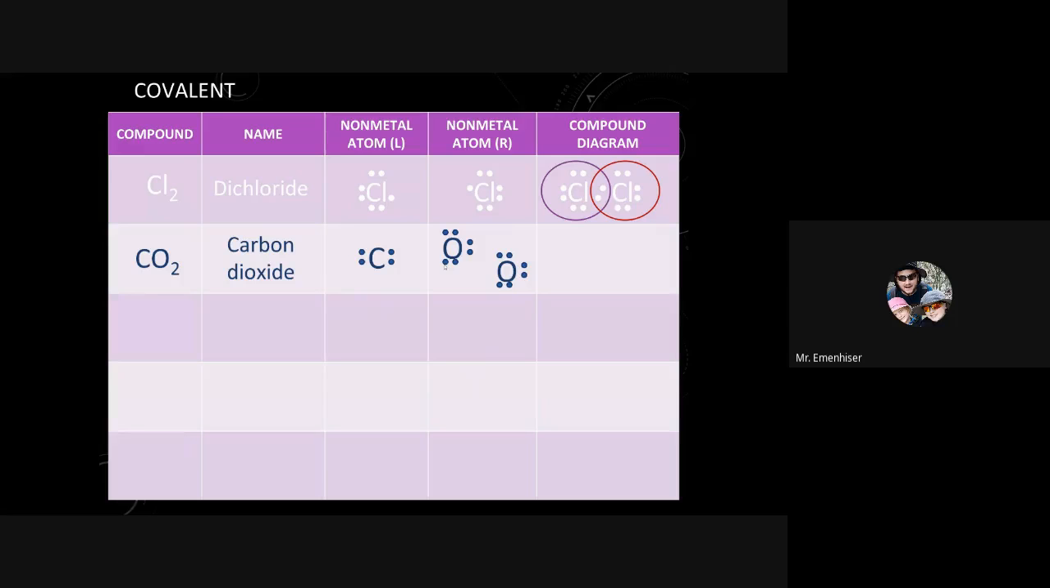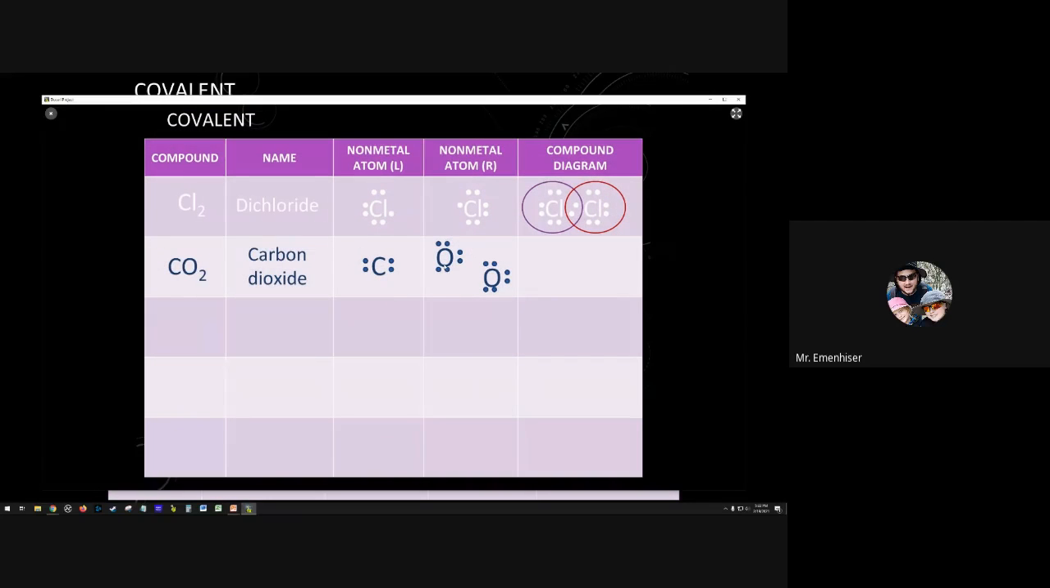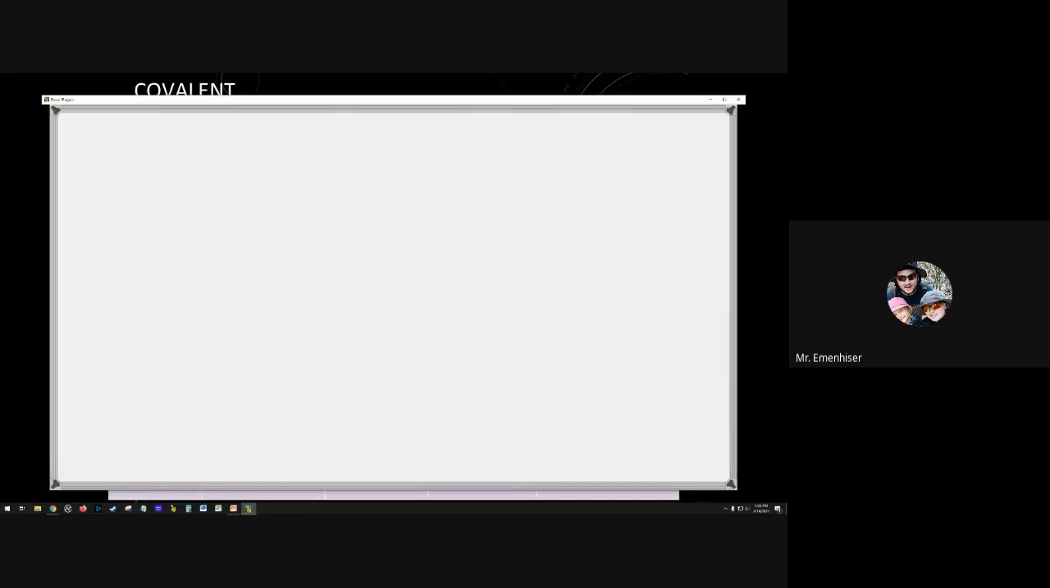Okay, very nice. So let me use a whiteboard here, and let's go through how to determine the Lewis dot diagram for CO2. So we have CO2. Remember that the first step to determine the Lewis dot diagram for a covalent compound is to determine the number of valence electrons. How many valence electrons are in this molecule?